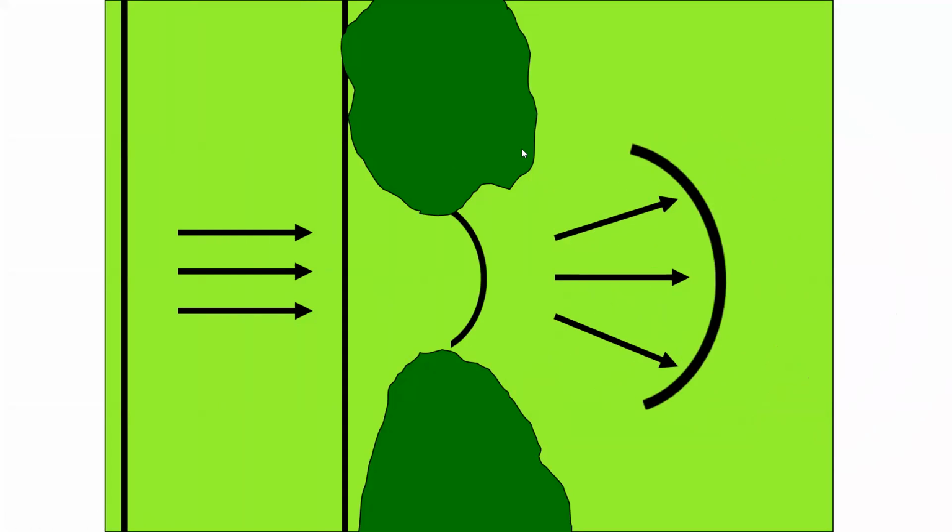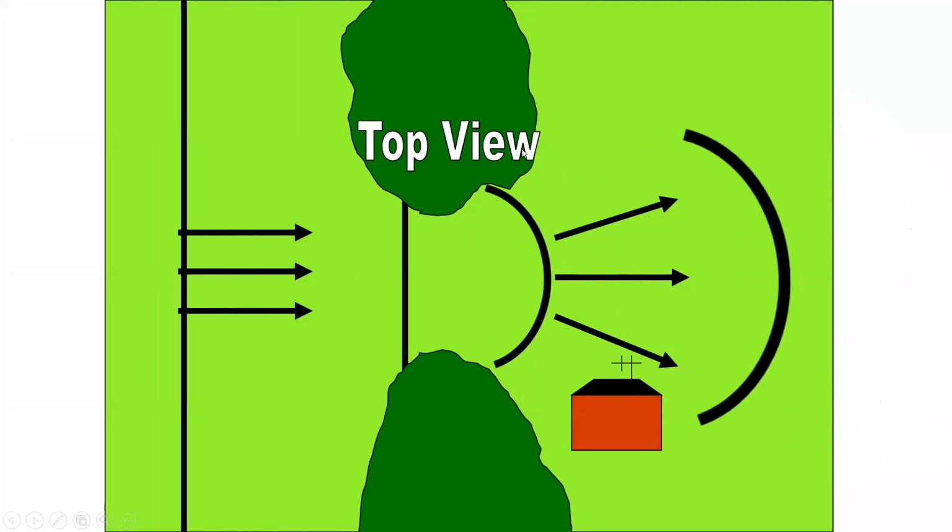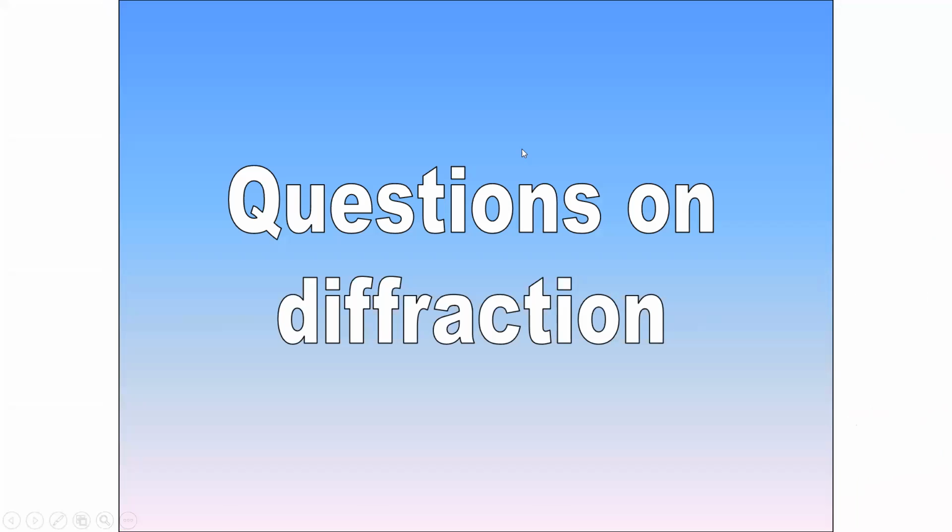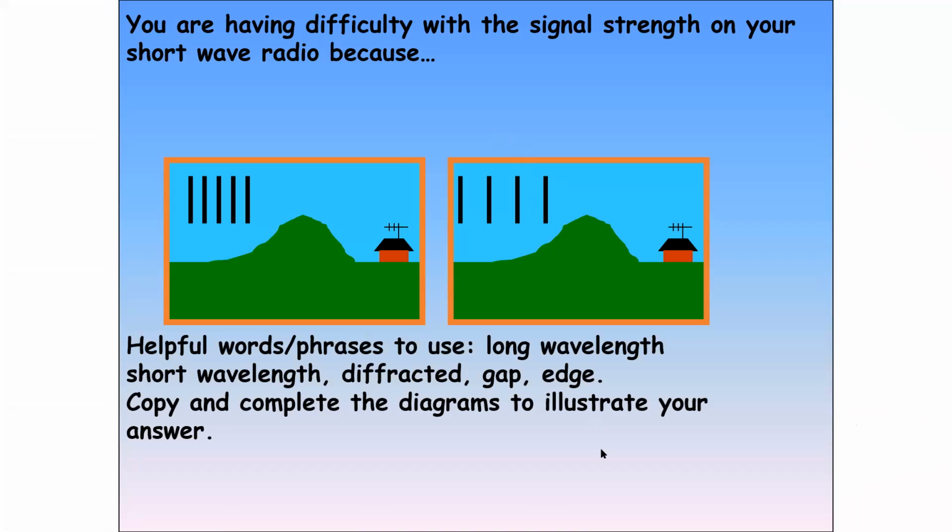Diffraction of the wave. Now some questions related to the properties. First question on diffraction. In this picture, if this one is A and this one is B, which one has the longer wavelength and which one has the shorter wavelength? In which picture is the wavelength shorter? So A is a short wavelength and B is a long, or longer, wavelength.